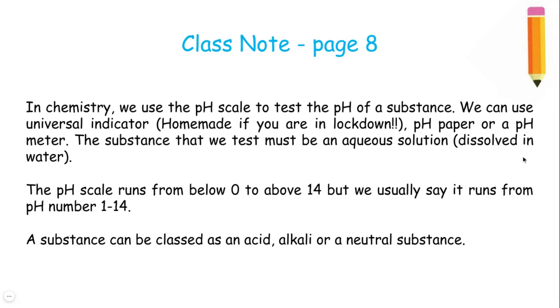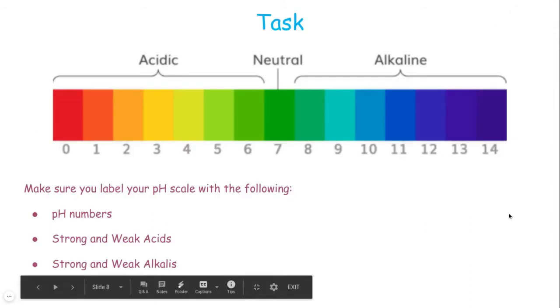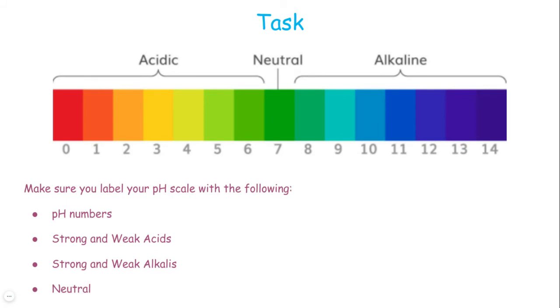Okay, moving on. So what is the pH scale then? As you can see, we've got acids on the left, neutral in the middle, and we've got alkalines on the right hand side. We've got the pH numbers here. So 0 is very, very strong acid, all the way up to 7, which is neutral, so a neutral pH, and it continues up to 14, and we've got really, really strong alkalines here.